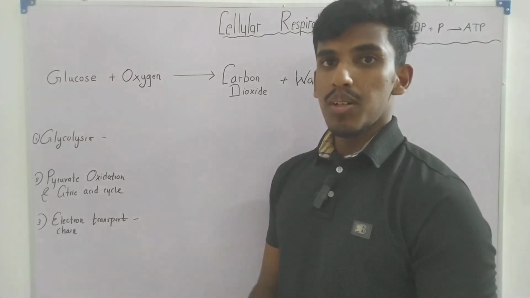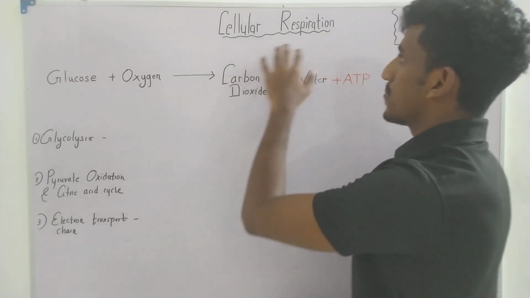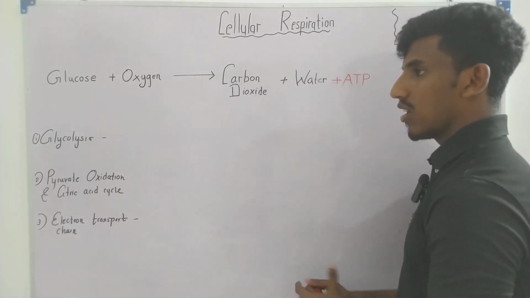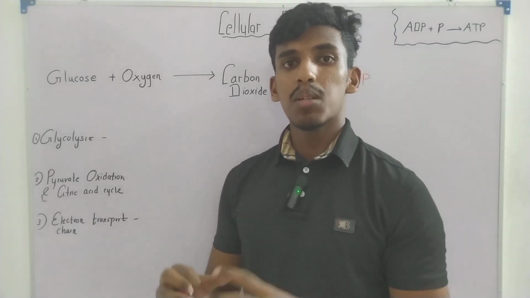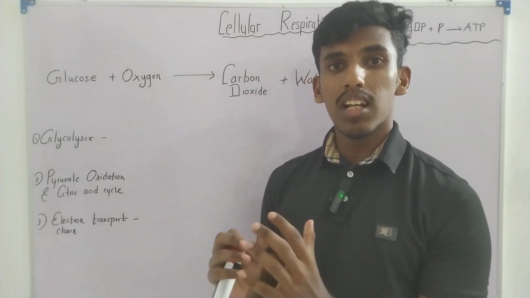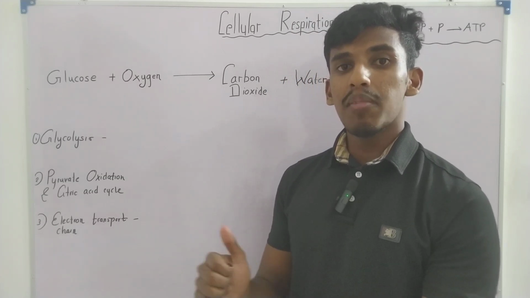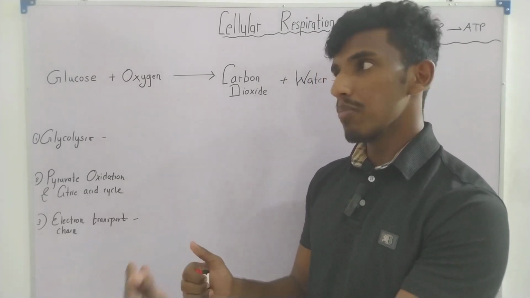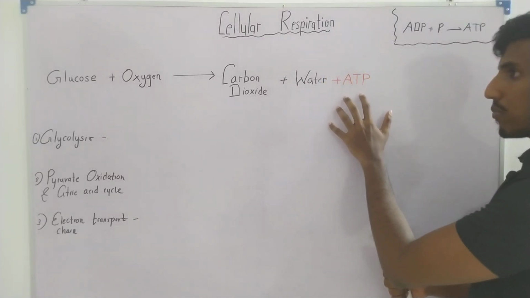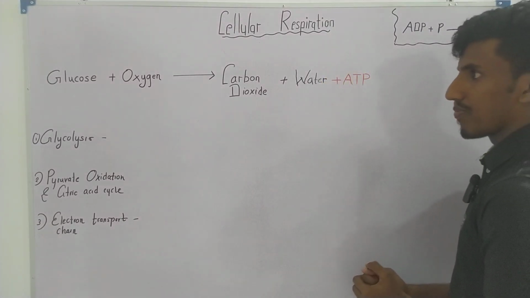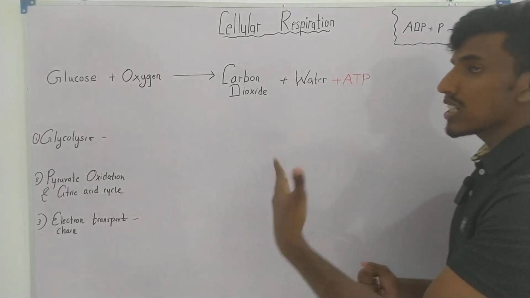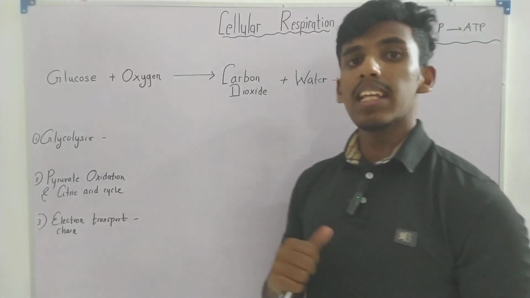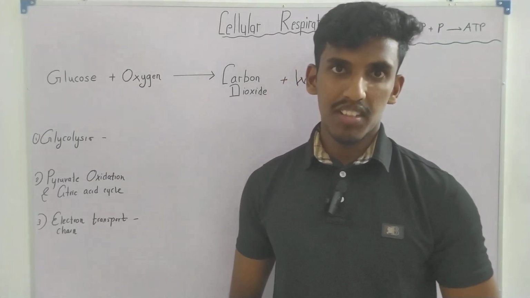Hello guys, in this video we will be going through the concept of cellular respiration. What is cellular respiration? Cellular respiration is the process of using organic compounds in an enzyme catalyzed reaction step by step to produce ATP. Now, what is ATP? You guys might have already heard that ATP is the energy currency of the cell, right?